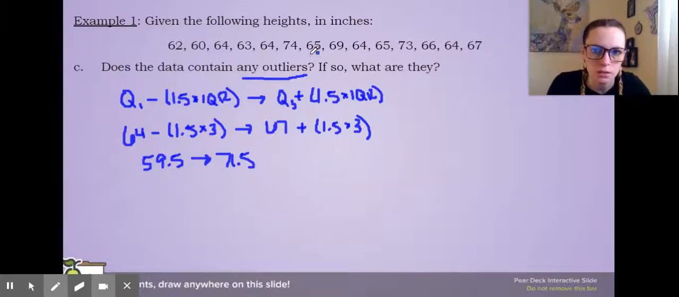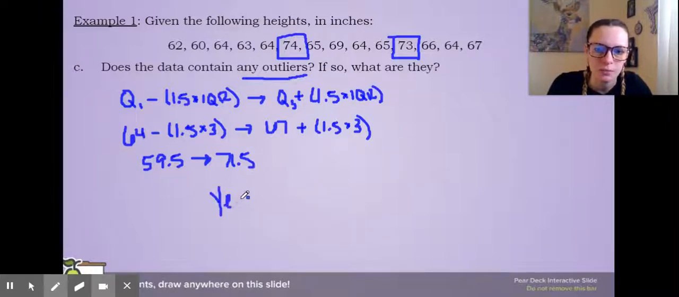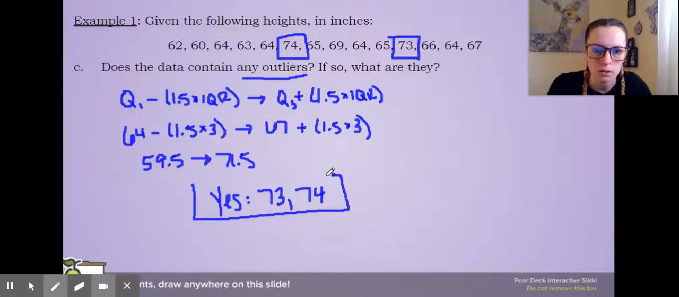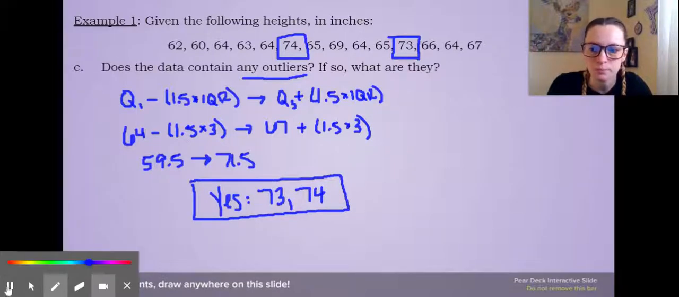So all of my 60s are fine, but I have this 74 and I also have this 73, both of which are obviously higher than 71.5. So I'd have to say, yes, I do have outliers. And they also asked, what are they? So they're 73 and 74. Obviously, it doesn't matter what order they go in as long as you have both of them stated.